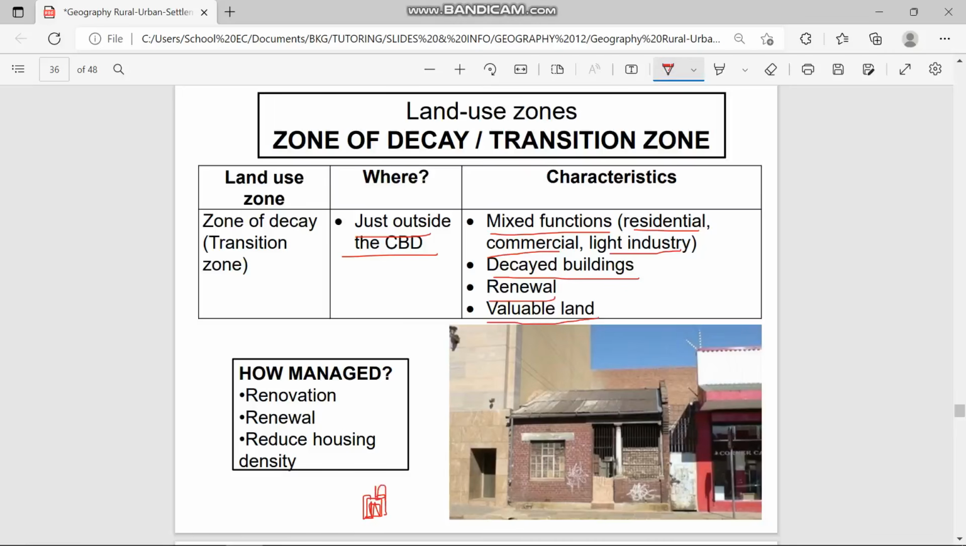How did it become decayed? People have moved from these buildings to live in urban areas, in the city, in the CBD, Central Business District, leaving these buildings unattended. How can we manage that? We can renovate, paint, put on shops again. Renewal is much similar to renovate: put new things, new stuff, develop. Reduce housing density, not put more houses on top of houses, but make simple houses and so on. That's the zone of decay. That's how we can manage it.